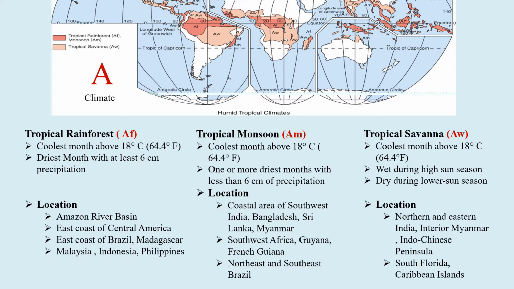The heart of the A climate region is constituted by the wet subtype, the tropical rainforest climate. One of these is tropical rainforest. We call it the AF vegetation climate.